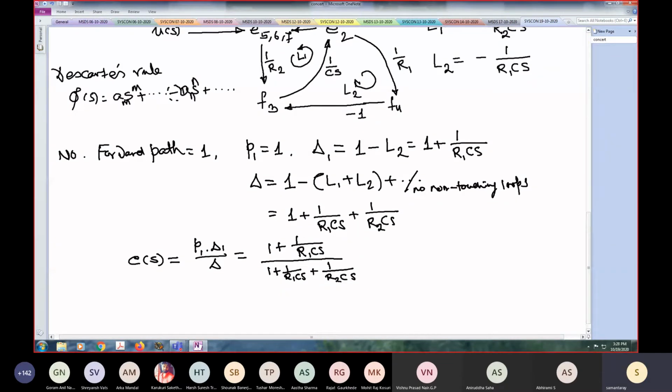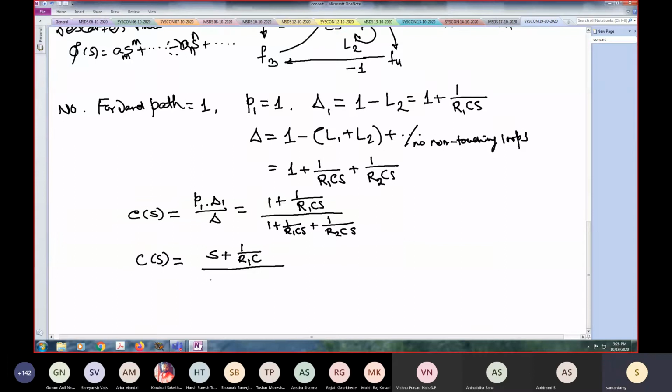So this is our compensator transfer function. This transfer function is very important. Multiply both top and bottom by R1 CS, or just by S, let's say. So S plus 1 by R1C divided by S plus 1 by R1C plus 1 by R2C. This is your compensator transfer function.